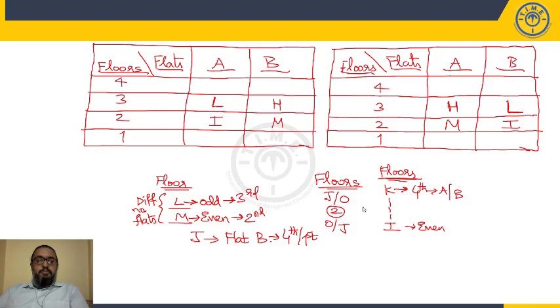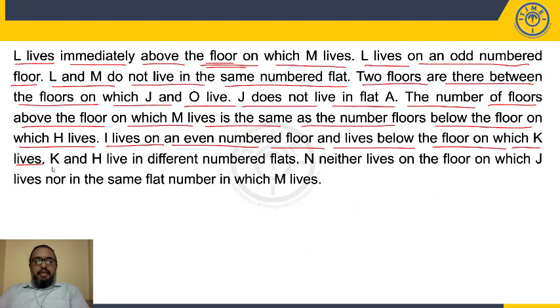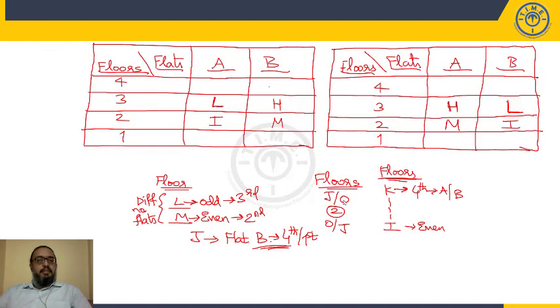Because J also comes in one of the flats. J definitely comes in B, but which floor we have to understand, whether it is the fourth floor or the first floor. Then, K and H live in different numbered flats. Now this clears. Since H is in flat B, K has to come in flat A. So fourth floor flat A. That is the first possibility.